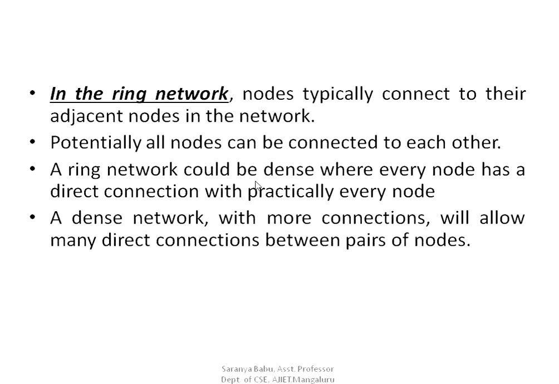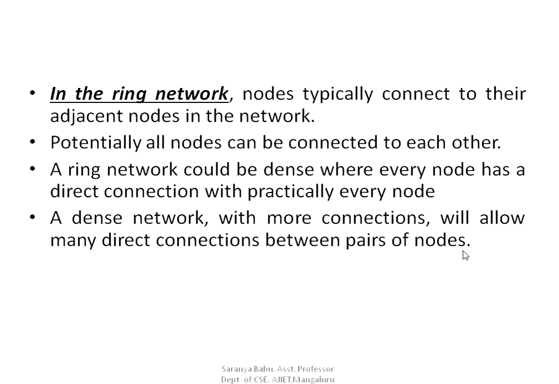Now, a dense network with more connections will allow many direct connections between pairs of nodes. Understood? So once again, a ring network could be dense, meaning every node has a direct connection, or it could be sparse. Sparse means where every node connects to a small subset of the nodes. So the number of connections needed to reach from one node to another could vary tremendously, because if it is a dense network it will be one way, and if it is a sparse network it will be another way.